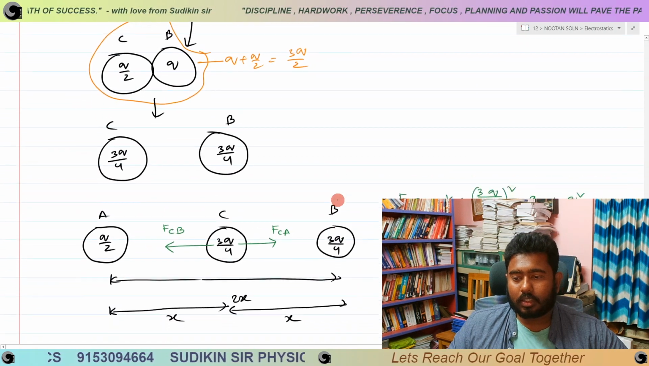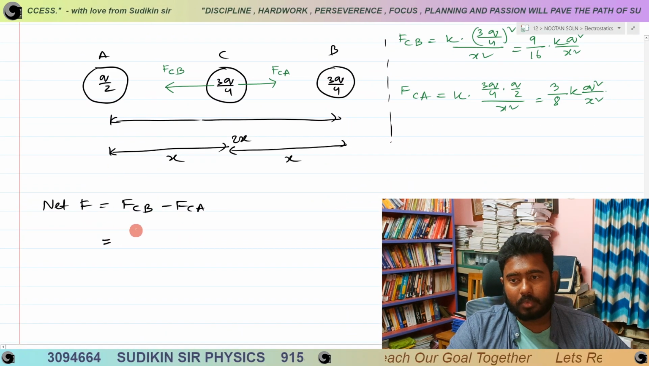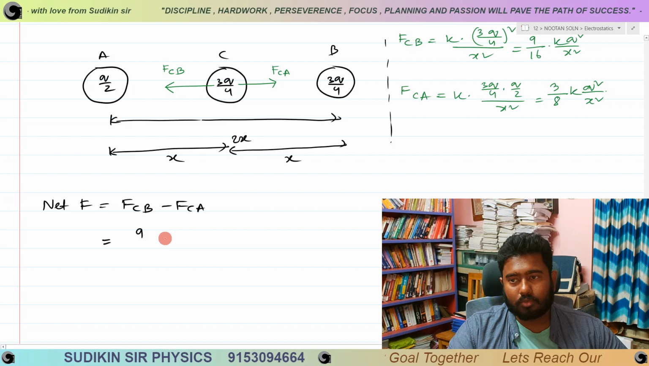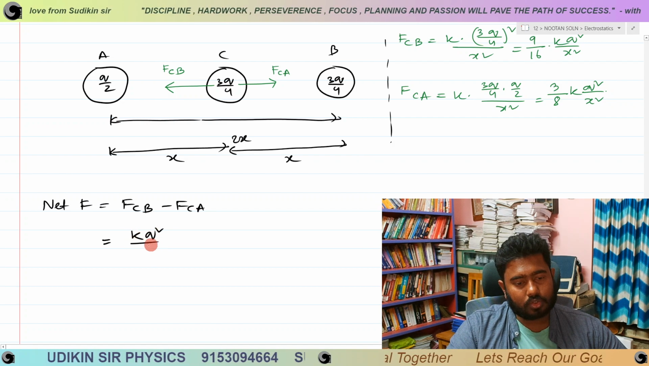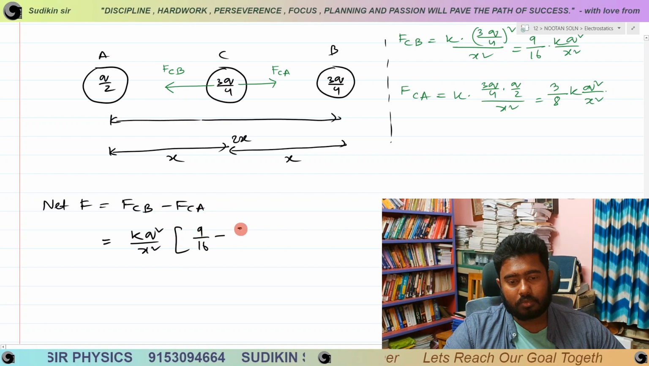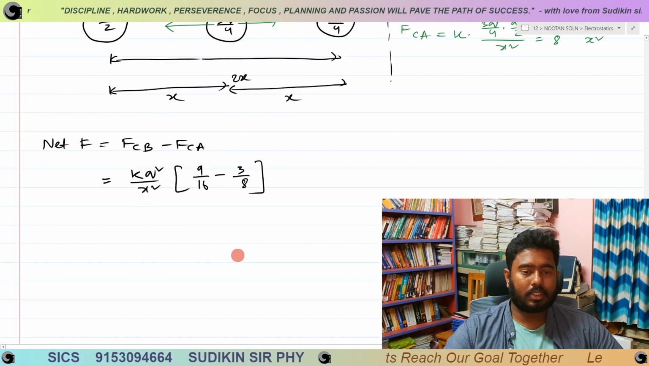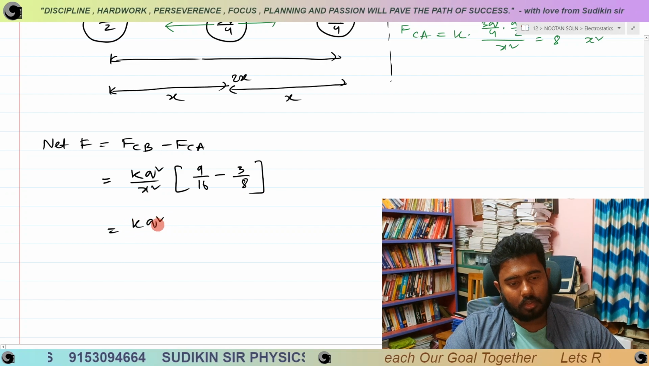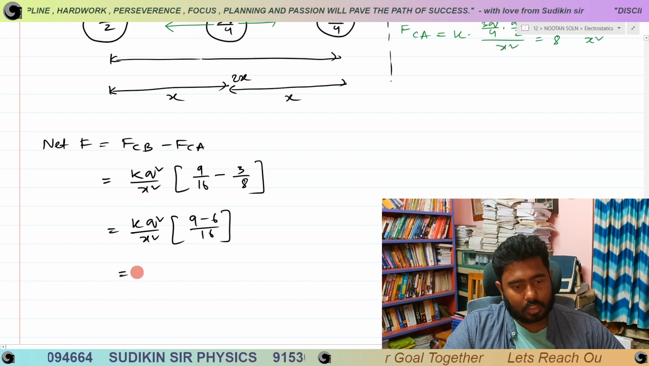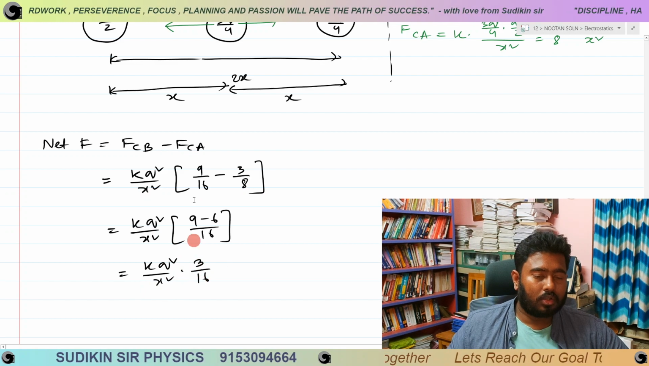Okay, let us do the subtraction first. The subtraction says that FCB is 9 by 16. Let us take kq square by x square common. So from FCB we get 9 by 16, from FCA we get 3 by 8. So 3 by 8 is actually 6 by 16, so that will be kq square by x square into 9 minus 6 by 16. So that will be kq square by x square into 3 by 16. So this is the value.